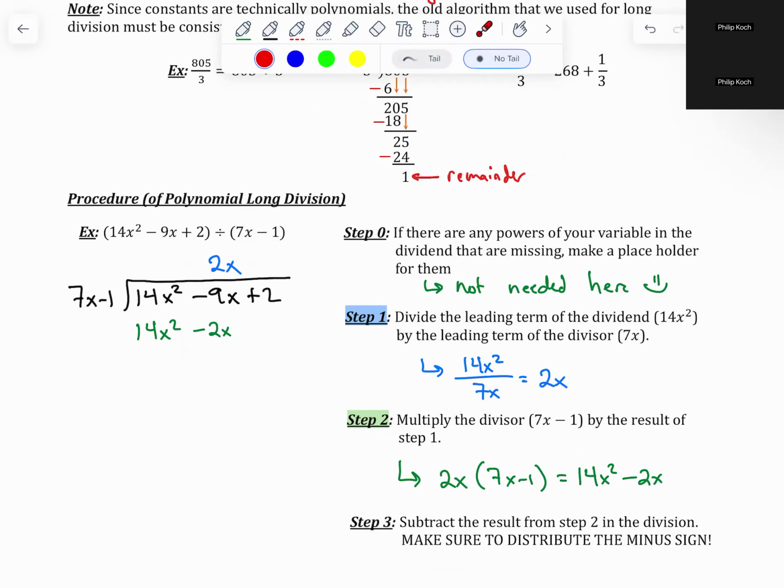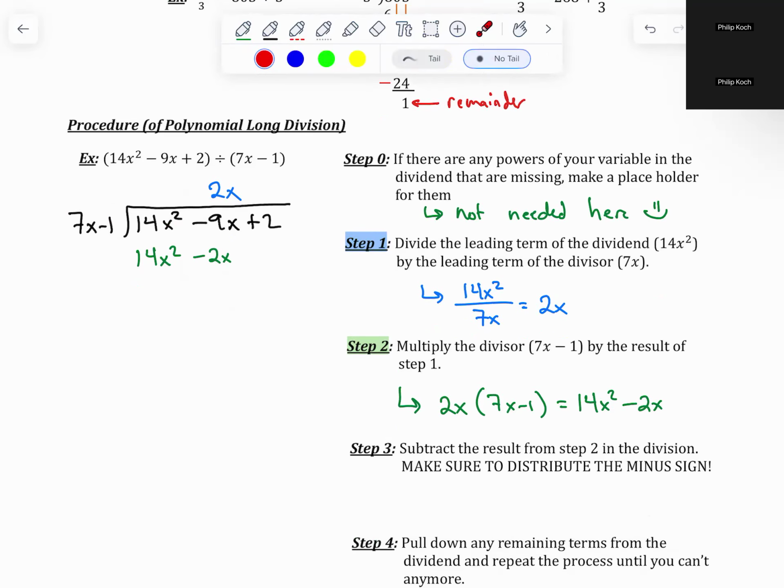Then we're going to distribute the minus sign. So in red, I'm going to do this step. You're going to subtract the result from step 2 in the division. So we're going to subtract it from 14x squared minus 9x plus 2. So I'm going to subtract this. And then make sure you distribute the minus sign.